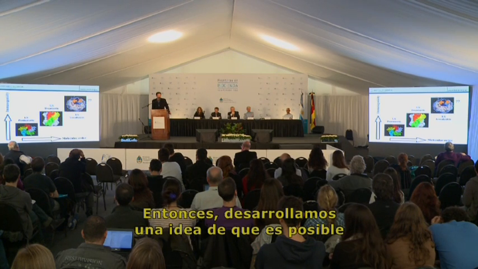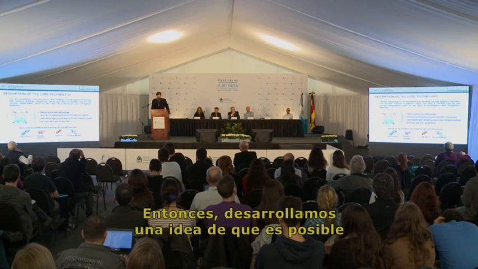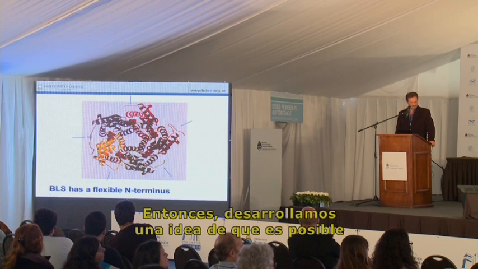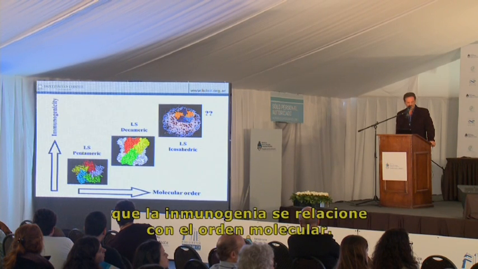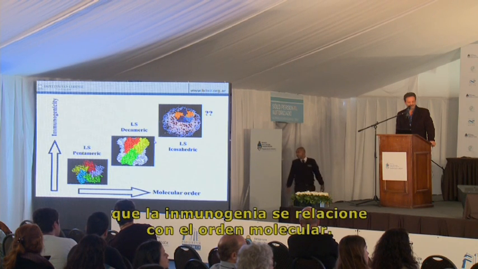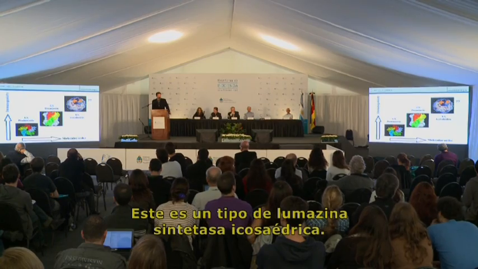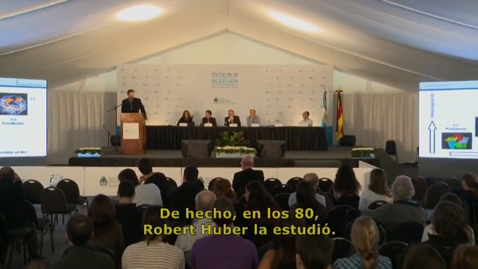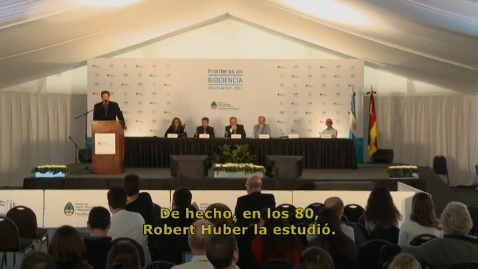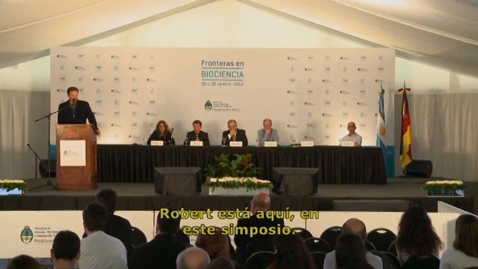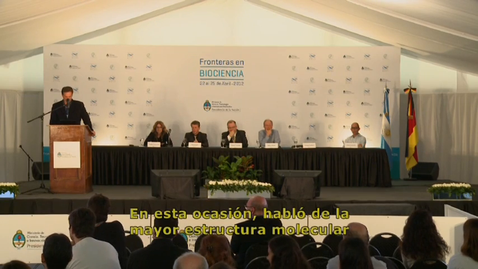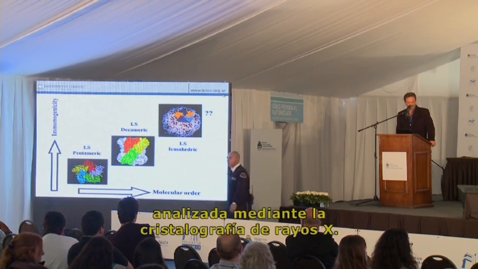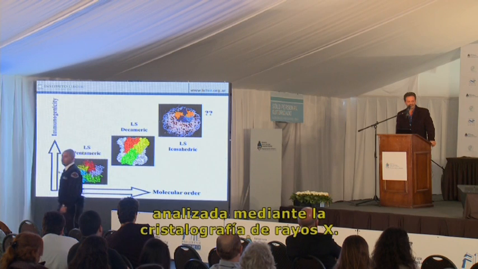So we developed an idea that the immunogenicity can be related in some way to the molecular order. This is a kind of icosahedral lumazine synthase. In fact, this structure was solved in the 80s by Robert Huber, who is present at this symposium, and at this time it was the highest molecular weight structure solved by X-ray crystallography.